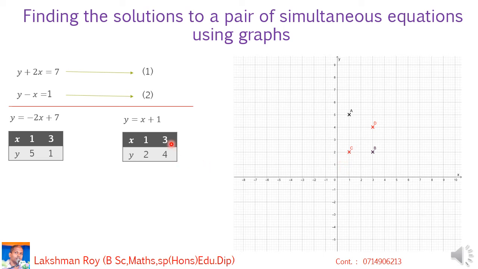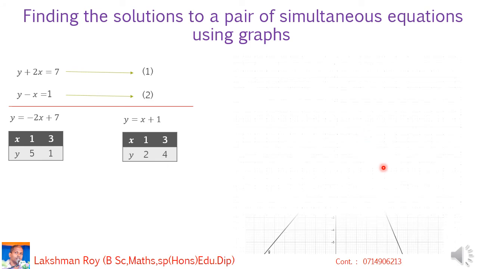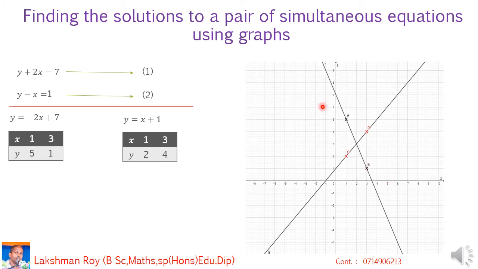Then this point is (3, 4), x coordinate 3, y coordinate 4, that is named D, right? Now let's see, I join point A and point B, then I get this type of straight line. Then point C and point D, then I get this straight line, right? Now I can find the solution of this pair of simultaneous equations. How? Solution means the common point to both lines, right?